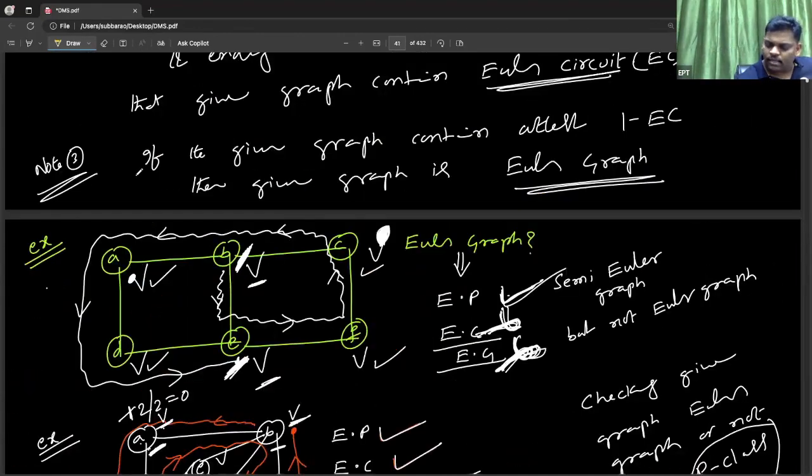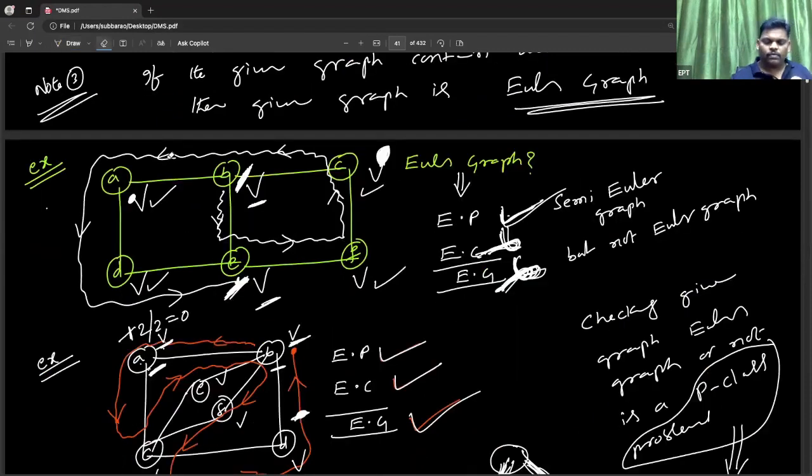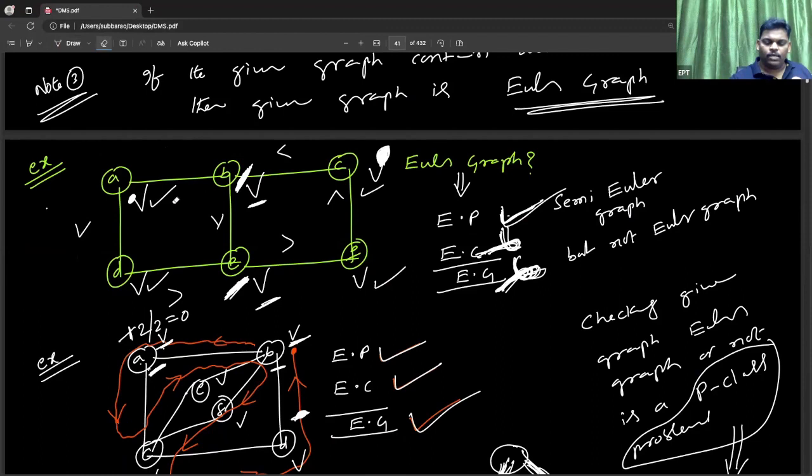Interesting answer. Is it an Euler graph? Confirm. Is it an Euler graph? Yesterday we did it. Please check yourself. See, yesterday the story was so difficult. Now it's very easy for you. The things which were difficult yesterday are so easy now.